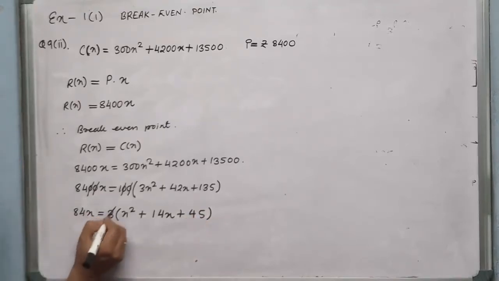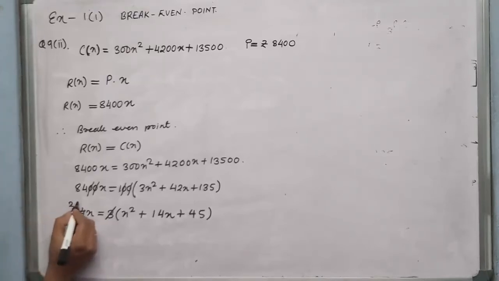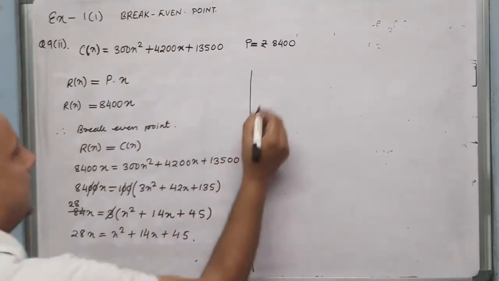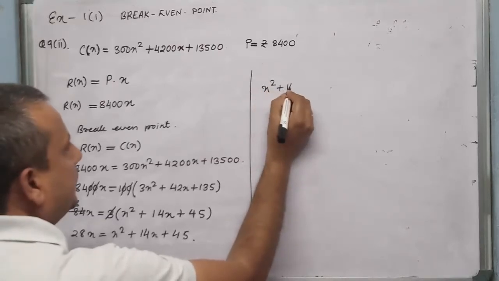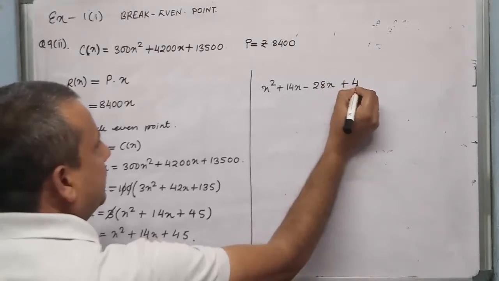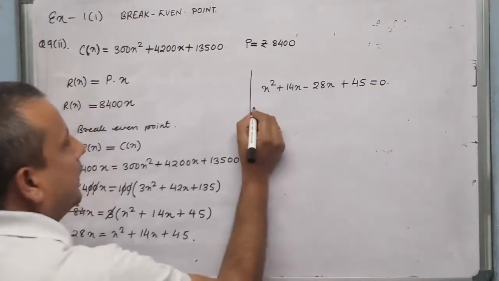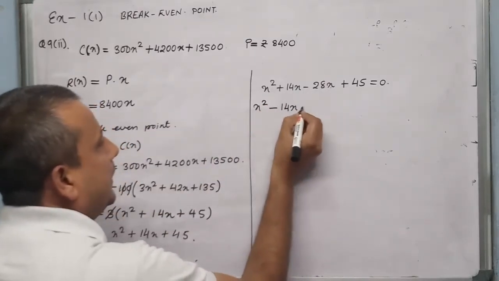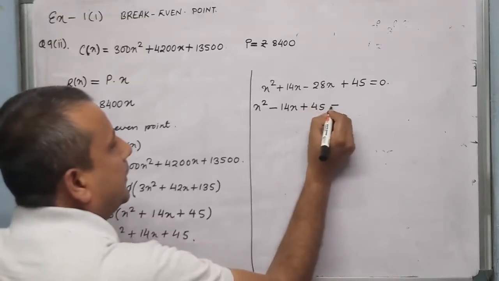Is it divisible by 3? 3 twos are 6, 3 eights are 24. Now the equation is 28x equals x square plus 14x plus 45. Now I'll bring this 28x from the left hand side to the right hand side. Now this one will be x square plus 14x minus 28x plus 45 equals 0. So x square minus 14x plus 45 equals 0.